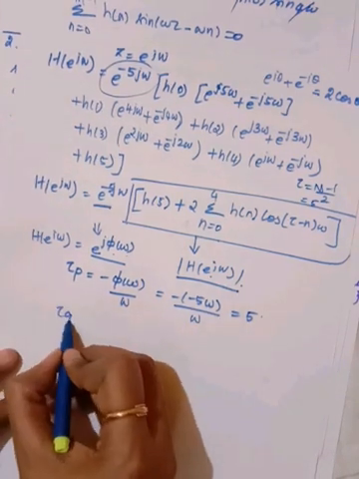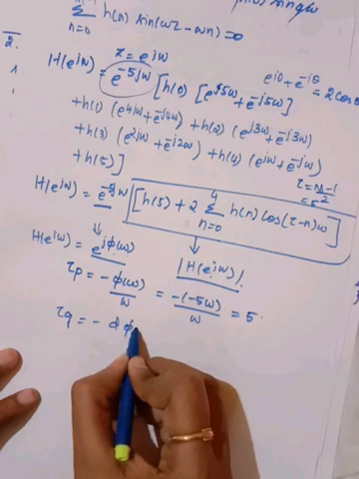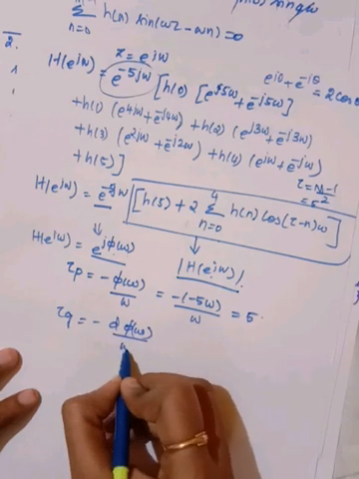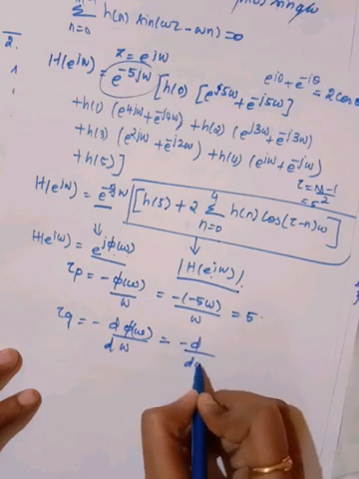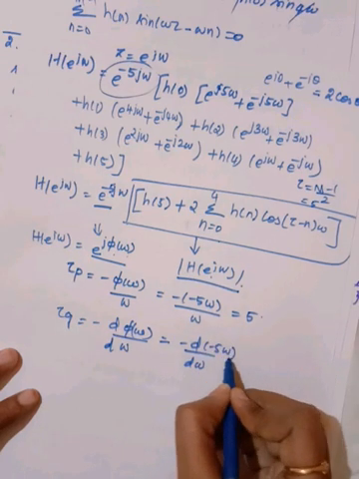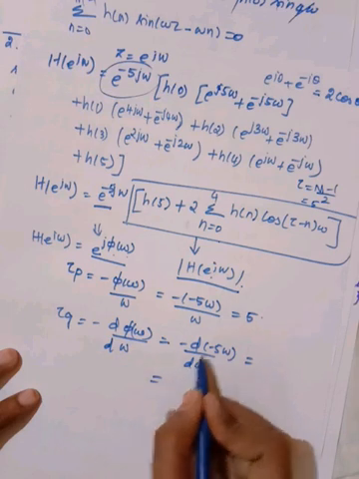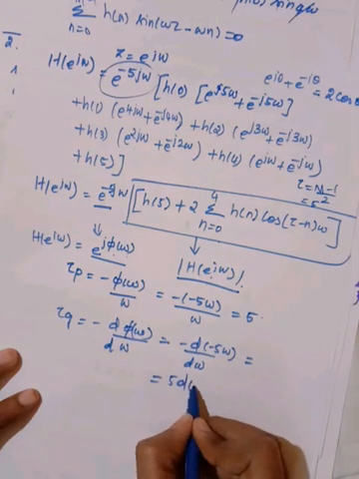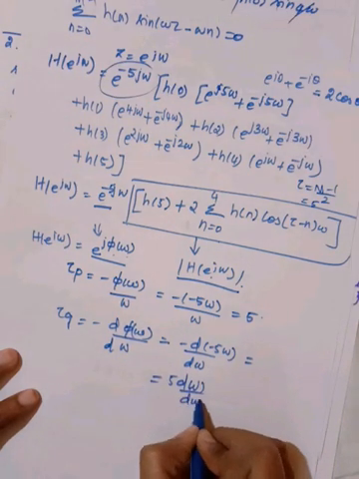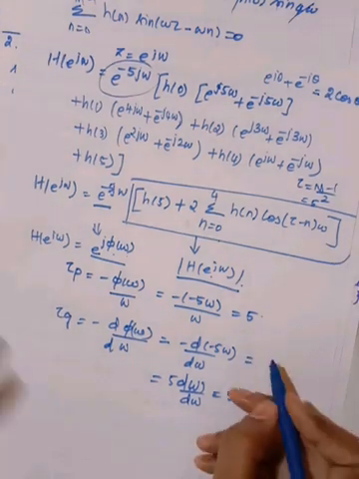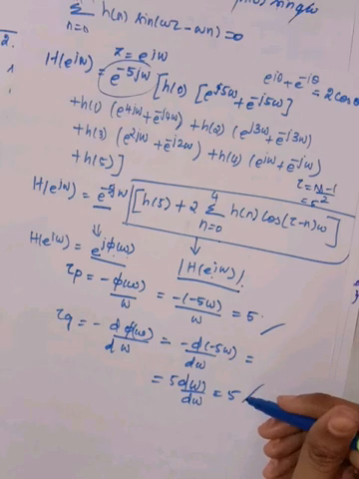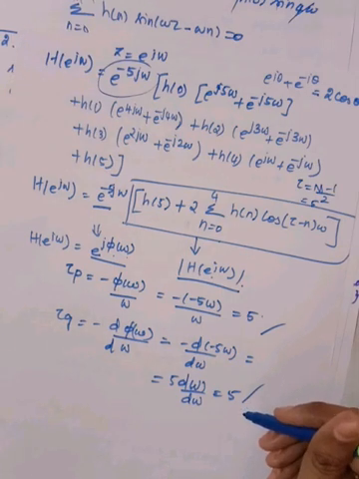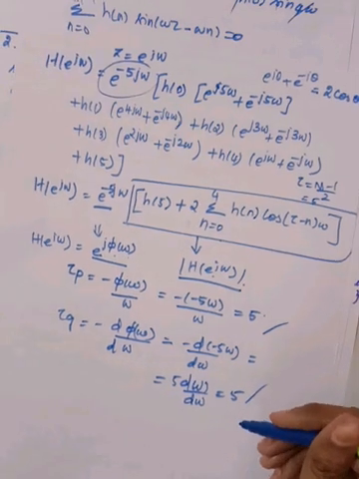Now tau g is equal to minus d phi of omega by d omega, which is equal to minus d by d omega of minus 5 omega. Taking 5 outside, d omega by d omega is 1, which is equal to 5. So what we have obtained is that both the phase delay and group delay are constant, and both values are equal.